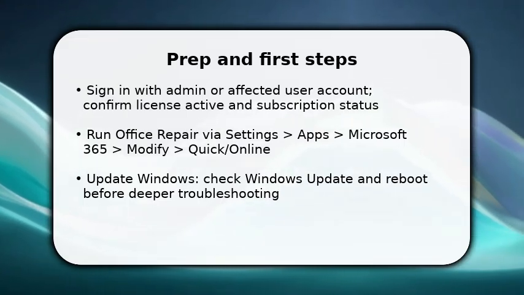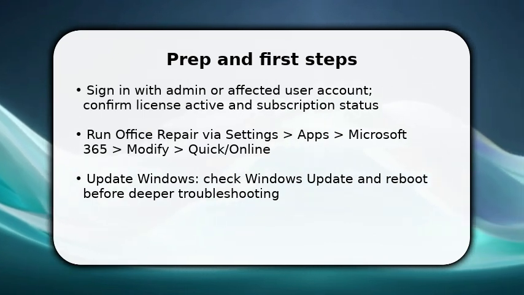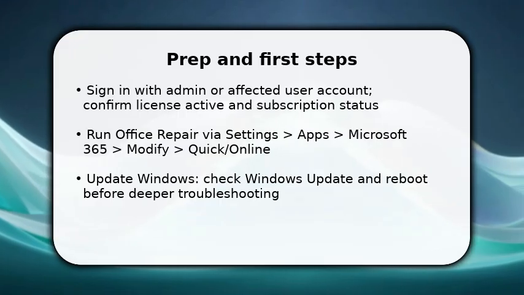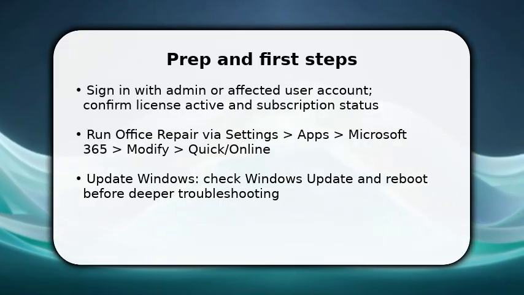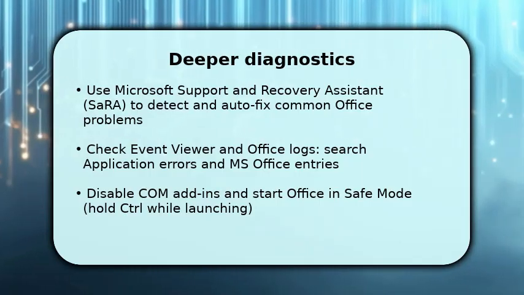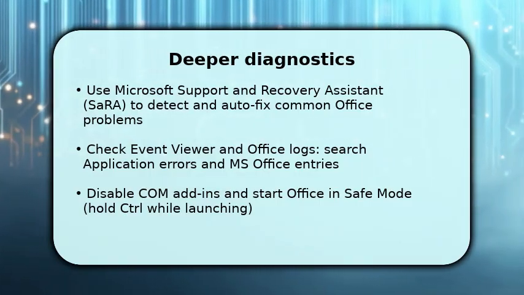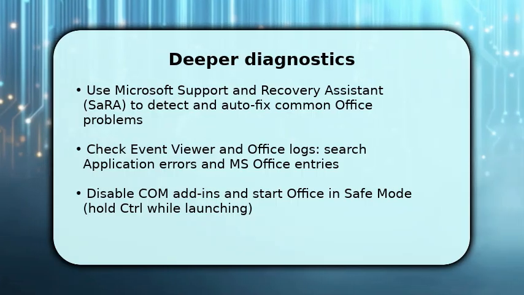Make sure Windows Update is current and reboot. This clears pending OS updates that often interfere with Office components. Next, run the Microsoft Support and Recovery Assistant. It automates detection and can repair activation, Outlook, and installation issues, which saves time versus manual steps.